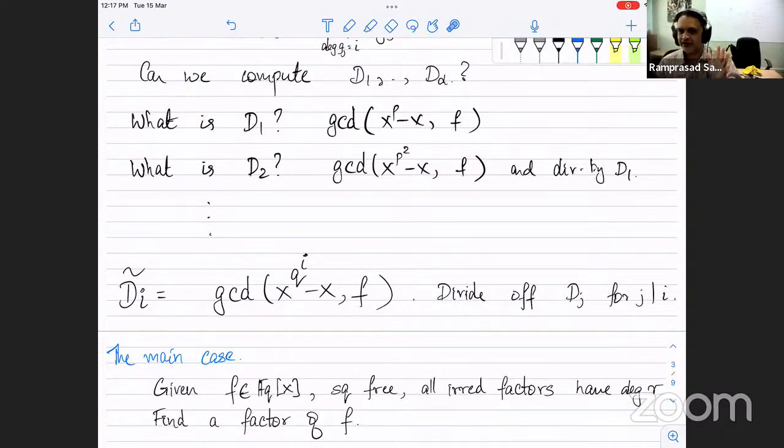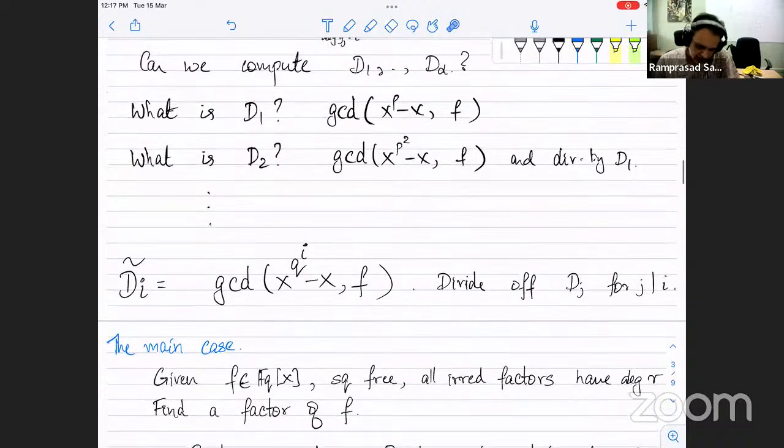You are given a polynomial, and you are guaranteed it is square-free. You are guaranteed that every irreducible factor of f happens to have degree r, and this r is something that you know. The goal is to find a non-trivial factor of f.